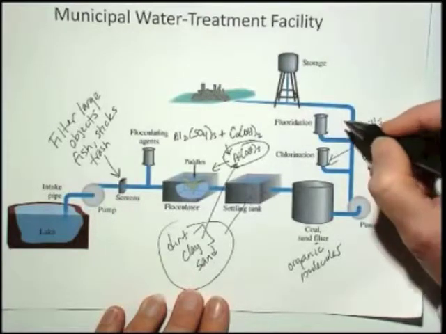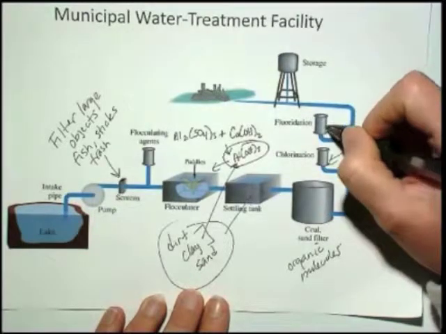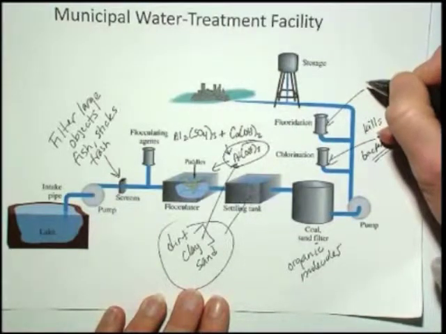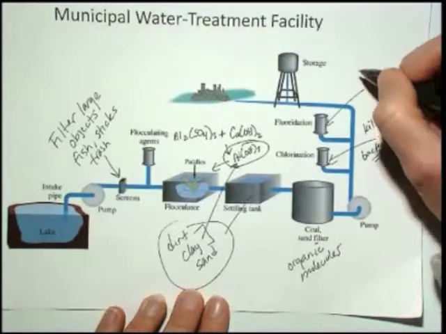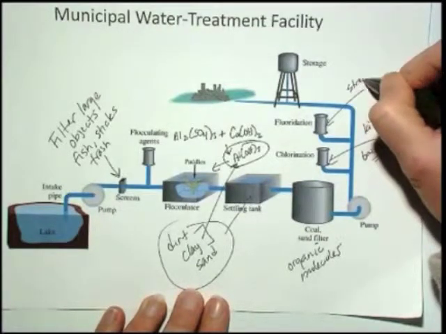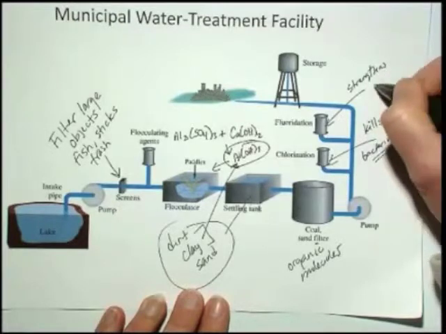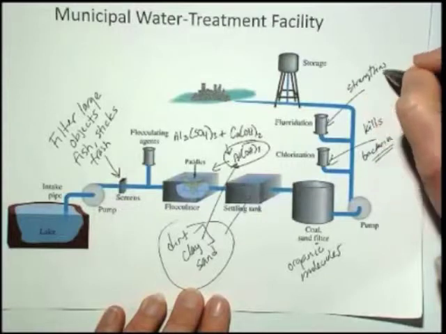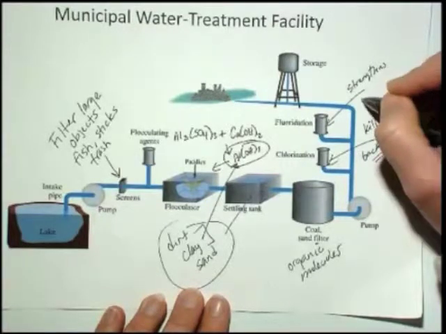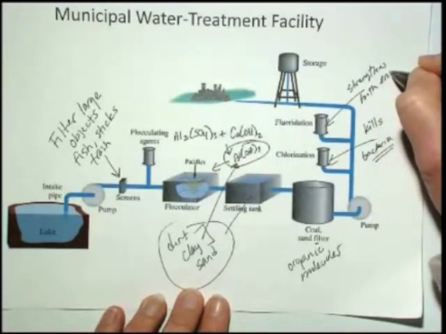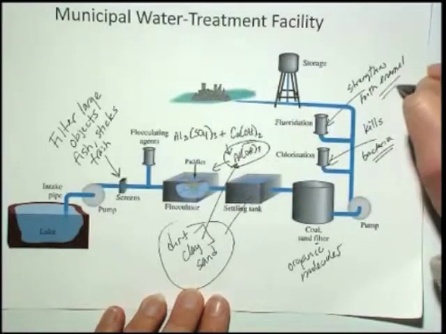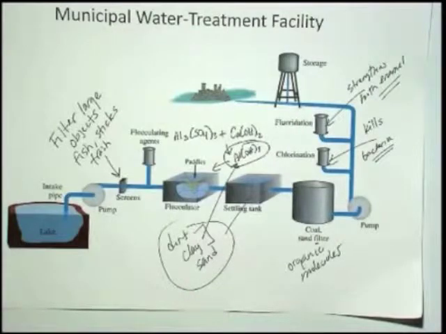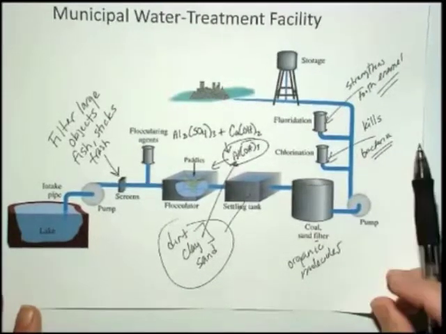The fluoridation is not everybody does this, but the reason why fluorine is added in the form of fluorine salts to the water is because it strengthens tooth enamel. Okay, and so it's kind of like a public health decision to fluoridate the water to prevent tooth decay. So it strengthens the tooth enamel. Not all cities do it, but most do. All right, and then it goes on into the storage system. All right, so this is typically how surface water would be treated.